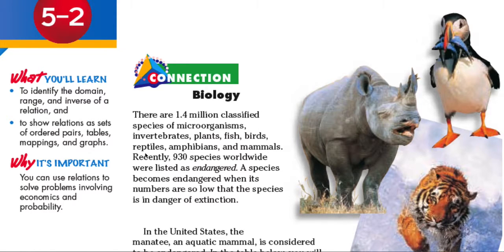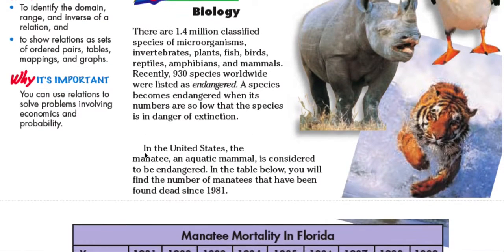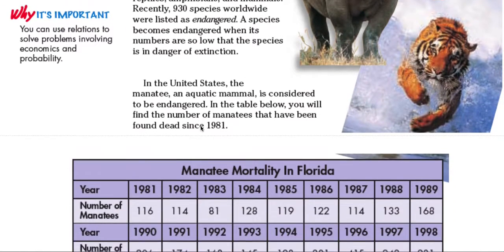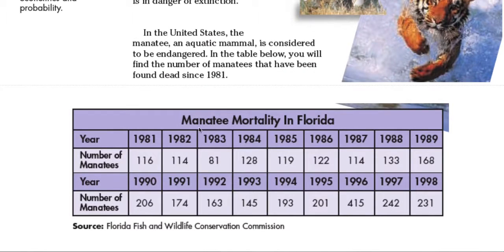Let's take a look at this example in biology. There are 1.4 million classified species of microorganisms, invertebrates, plants, fish, birds, reptiles, amphibians, and mammals. Recently, 930 species worldwide were listed as endangered. A species becomes endangered when its numbers are so low that the species is in danger of extinction. Okay, so in the United States, the manatee, an aquatic mammal, is considered to be endangered.